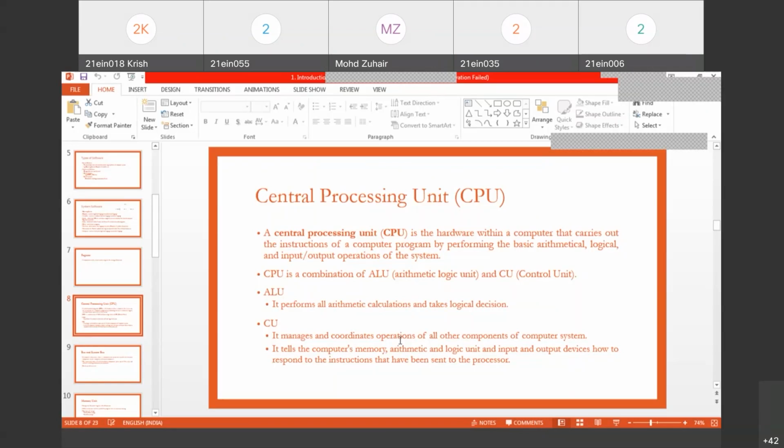It manages and coordinates the operation of all other components of the system. It tells the computer memory, arithmetic and logical unit, and input-output devices how to respond to the instructions that have been sent to the processor.